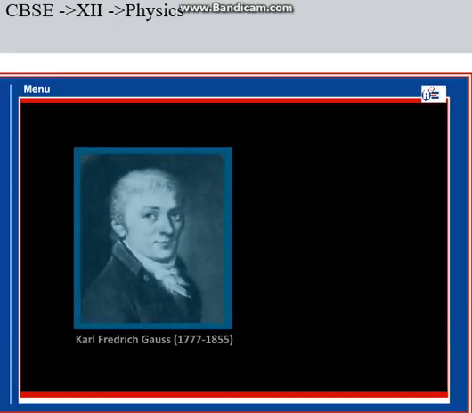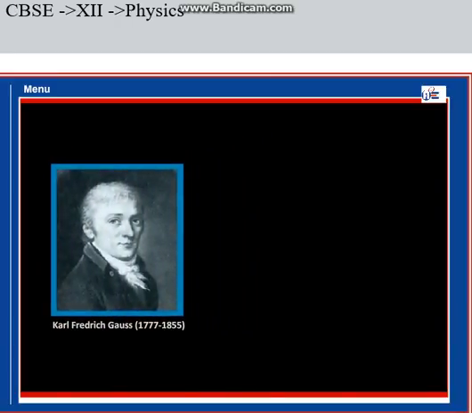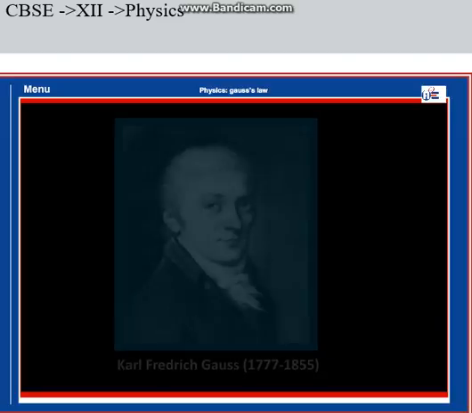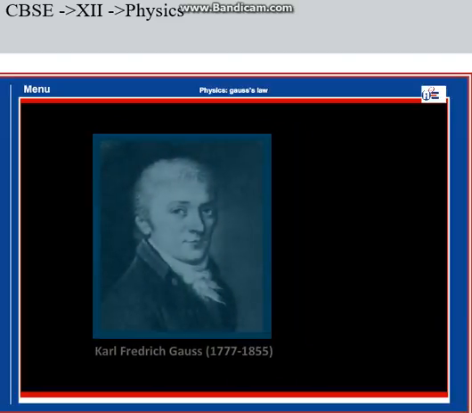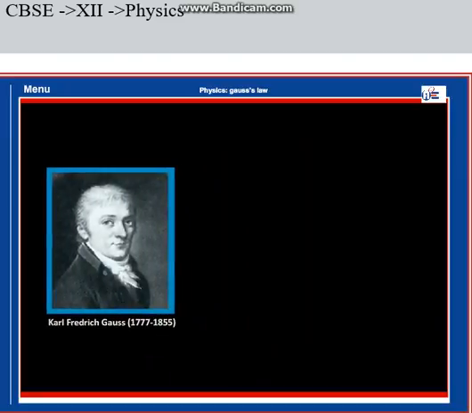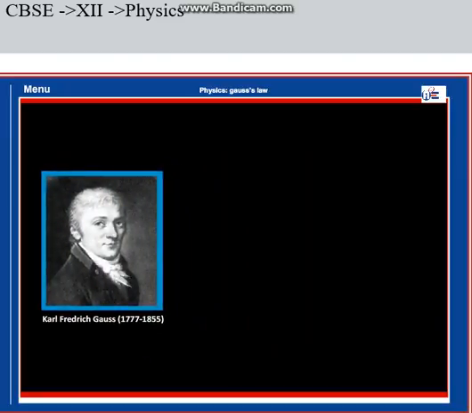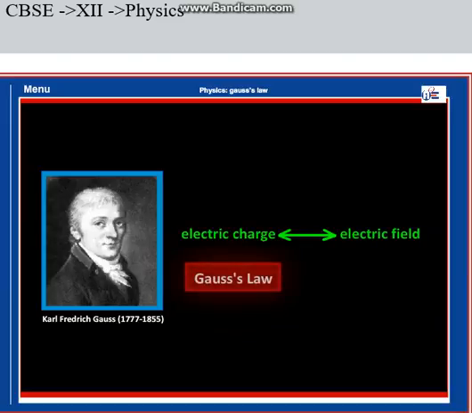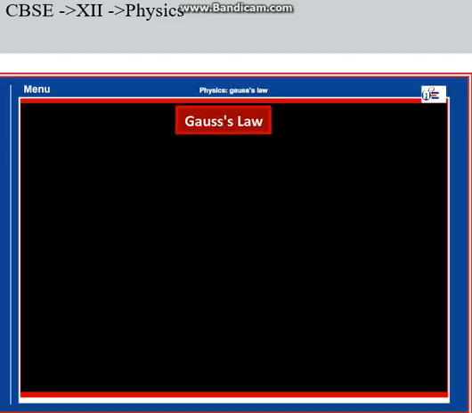Carl Friedrich Gauss, 1777 to 1855, one of the greatest mathematicians of all times, formulated the law expressing the relationship between the electric charge and electric field, which is called Gauss's law. The statement of Gauss's law may be written as follows.